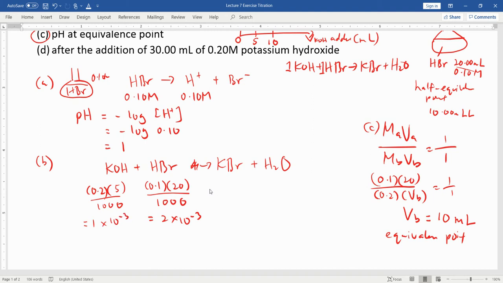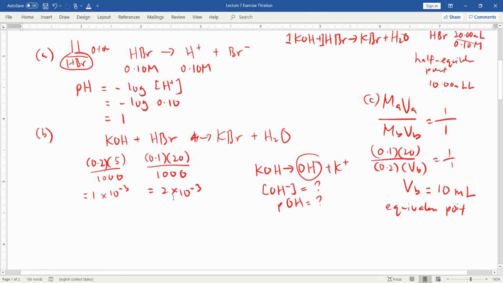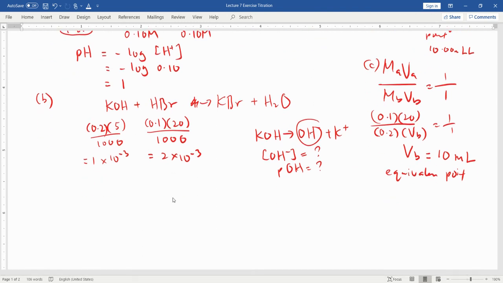Okay, what does this have to do with finding pH? Because to find the pH, we need to find the concentration of OH minus. Only then we can find the pH. Okay, so now to find the OH minus concentration, we need to know how much do we have, or what is inside the analyte. Is it left with KOH or is it only left with HBr?